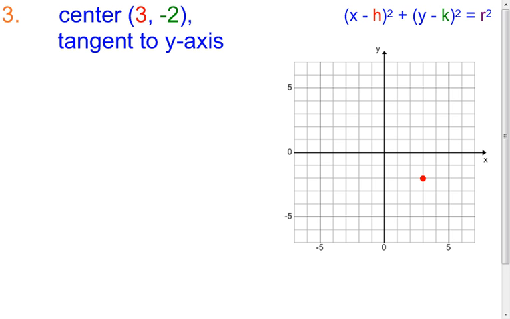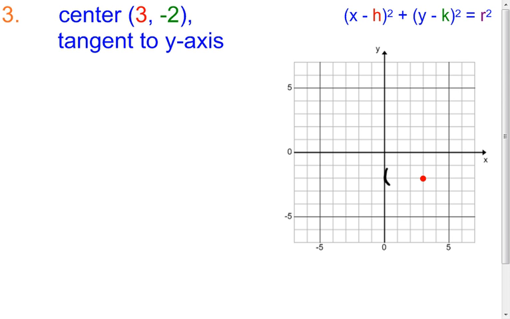Okay. The next one, the center is at 3, -2. I've already got that plotted there. And tangent to the y-axis. What that means is it butts up to the y-axis. The circle butts up to the y-axis in this case. So the edge of the circle has to brush the y-axis like that. That's what tangent to it means.